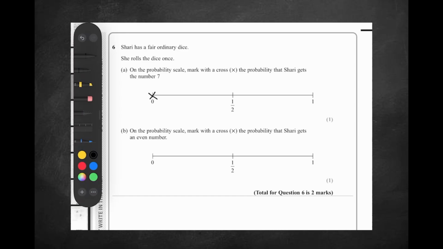Part B. On the probability scale, mark with a cross the probability that Shari gets an even number. So you're going to get 1, 2, 3, 4, 5, or 6. It's a fair die. Half the numbers are even. We mark half on the diagram.